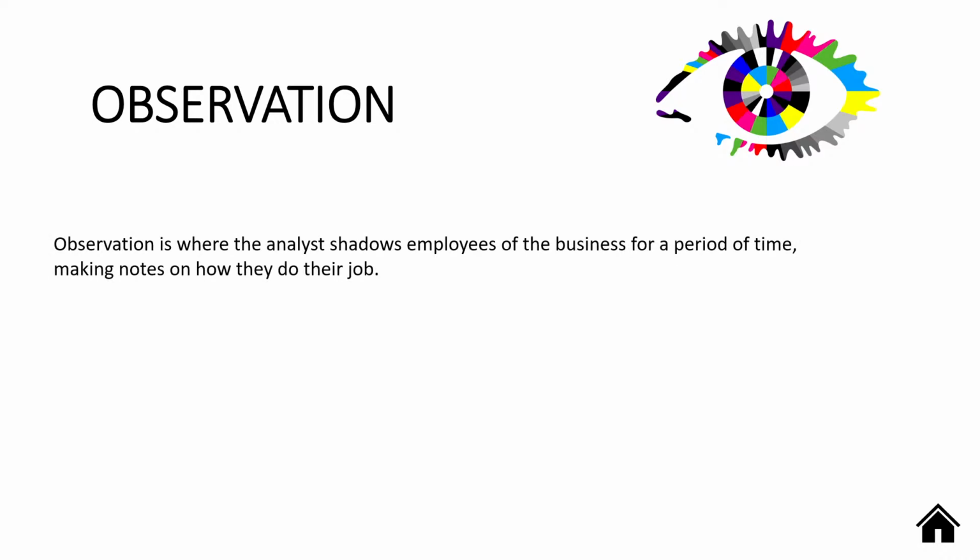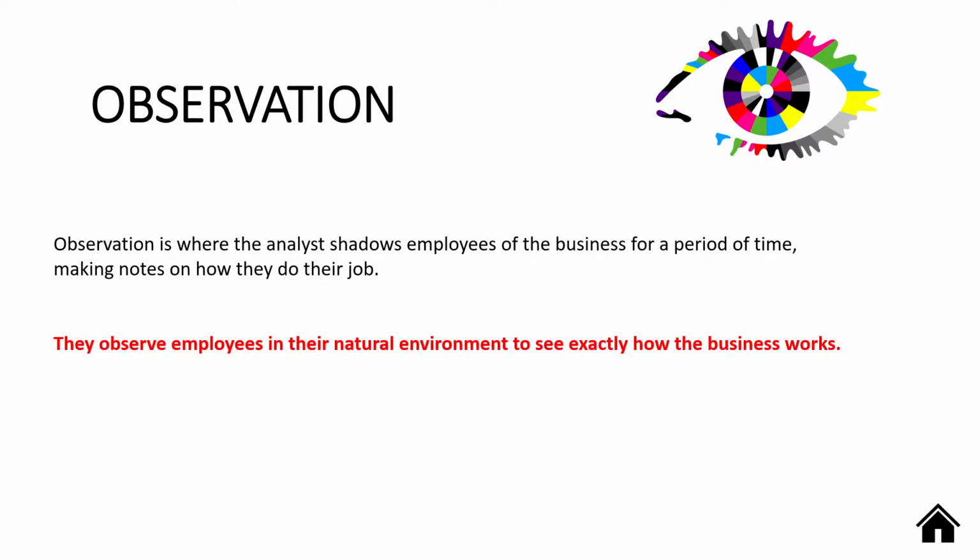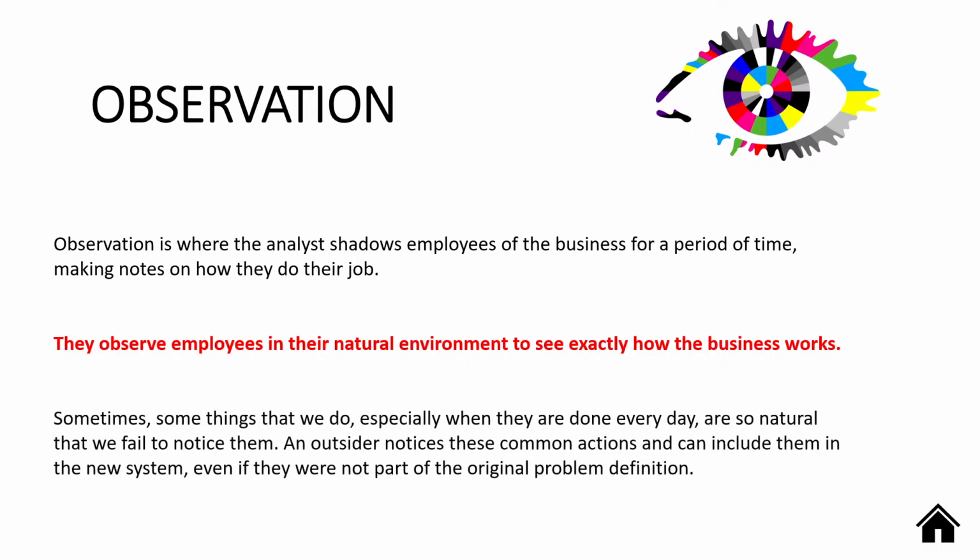So an observation then. It's where the analyst shadows employees of the business for a period of time, making notes on how they do their job. They observe employees in their natural environment to see exactly how the business works. So you literally sit with somebody using the system and you write things down. Sometimes when you do things every day, you start to bypass things and forget about things being an issue, but an outsider will notice that a lot more than you will.